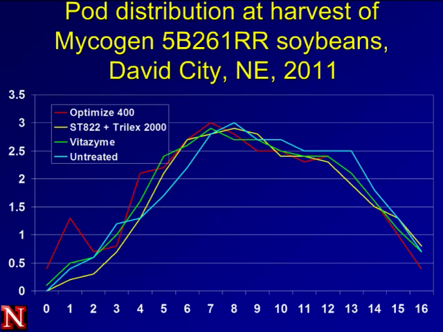When we looked at the pod distribution at harvest with the other variety, we did not see the same trend at all. There we see basically all the biostimulant products were giving us more pods per plant at every node through the 7th node.